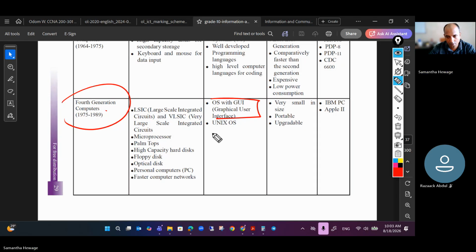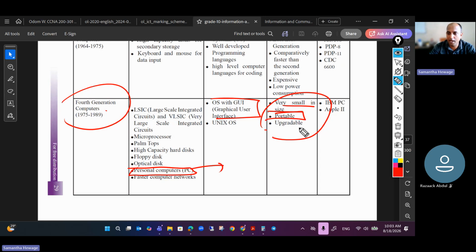Okay. Now put these computers, because the personal computers were introduced in this generation. So it will be portable, upgradable, all the features came in handy. Okay.